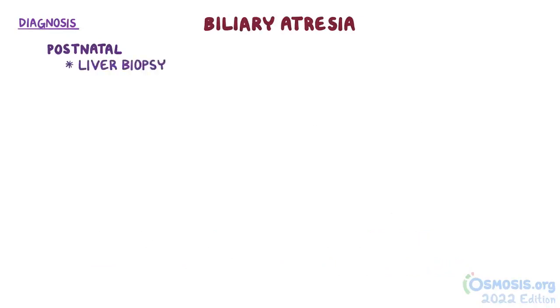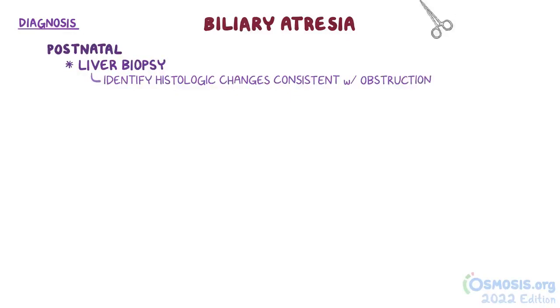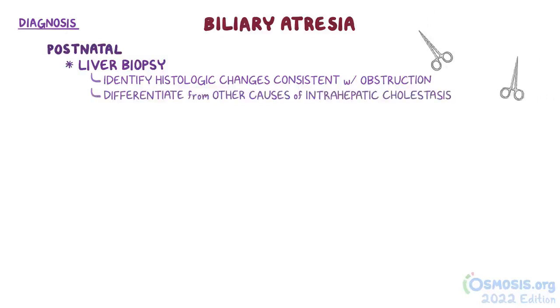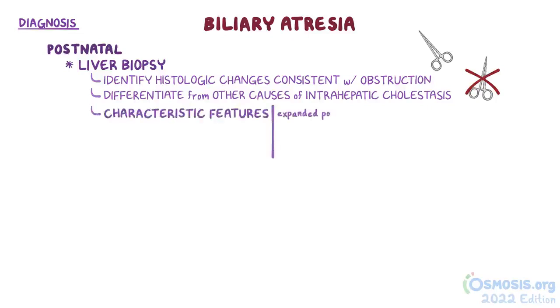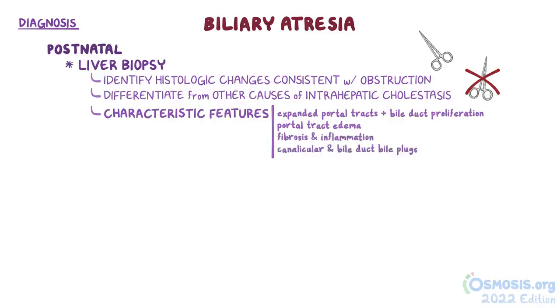Next, liver biopsy is performed in all infants with suspected biliary atresia for two reasons. One purpose is to identify histologic changes consistent with obstruction that warrant surgical exploration. The other is to differentiate the condition from other causes of intrahepatic cholestasis, which would not need surgical exploration. Characteristic histologic features of biliary atresia include expanded portal tracts with bile duct proliferation, portal tract edema, fibrosis and inflammation, and canalicular and bile duct bile plugs.